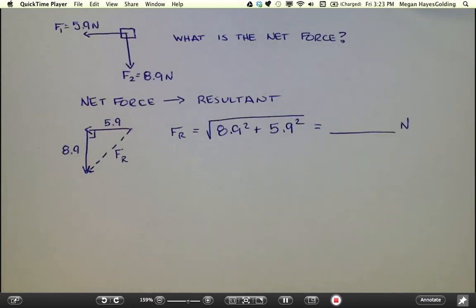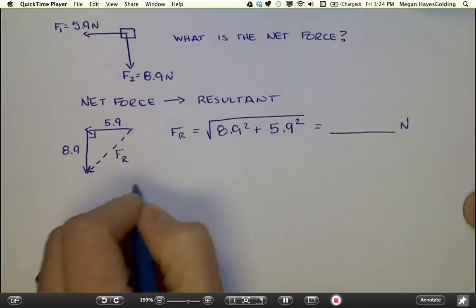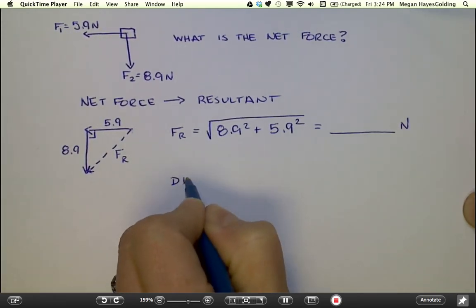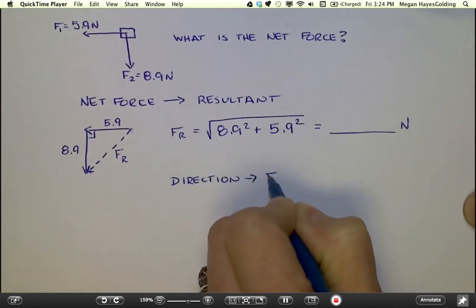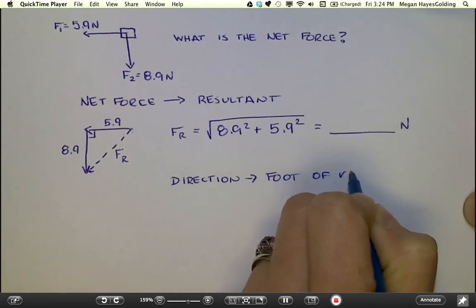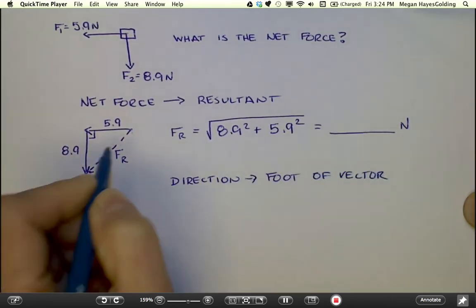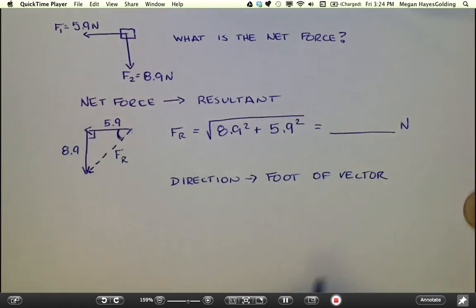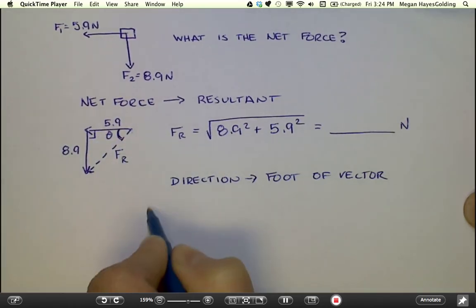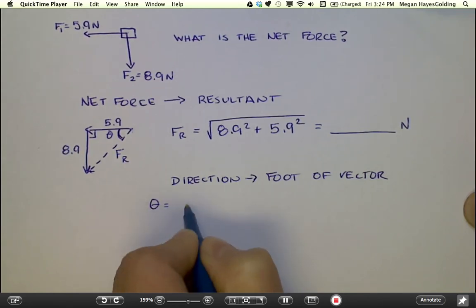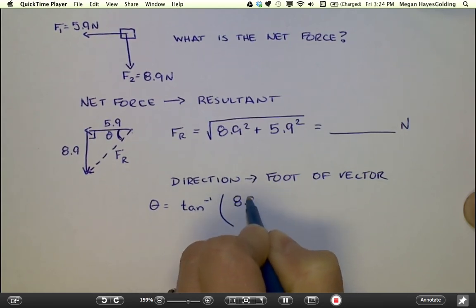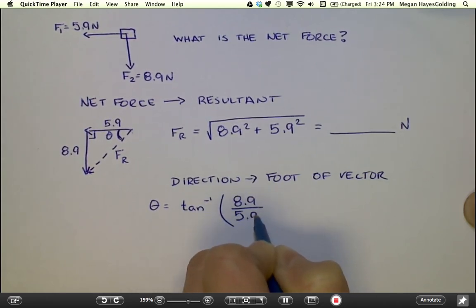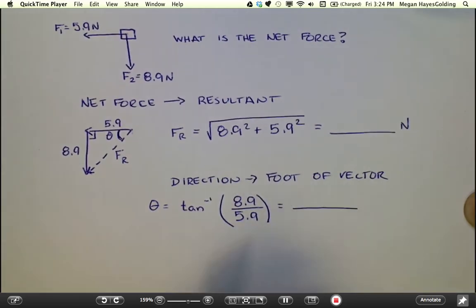Now, what is the angle? When we measure the direction of a vector, we always measure from the foot. First thing I want to do is I want to find this angle here. That angle theta is the inverse tangent of the opposite over the adjacent, among other things. I could have used an inverse sine, inverse cosine.